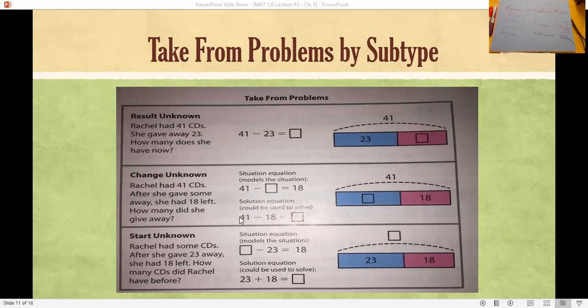Okay, start unknown. Rachel had some CDs and then she gave 23 away, so now she has 18 left. How many did she have before? So the structure could be some number I don't know is the beginning number, the starting number, and I took away 23 and I get 18. Some students will see that you could just go ahead and add 23 and 18 to get your solution. And if you drew a strip diagram, it's the start that you don't know, which is the number above, and then on the bottom we have both of these numbers. The add to and the take from problems, I reiterate, are about time going by.